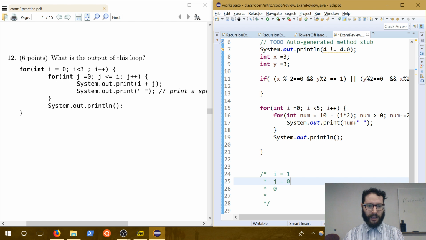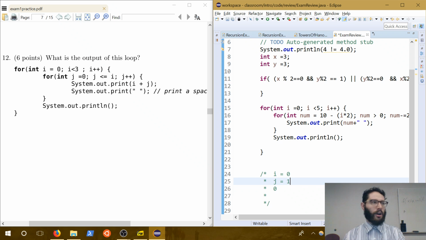Is 0 less than or equal to 1 at this point? Oh, sorry, I skipped incrementing J. Let me go back for a second. So we were here with 0, 0. We printed out I plus J. Then we incremented J to 1. J was no longer less than or equal to I, so we were done with the inner loop.